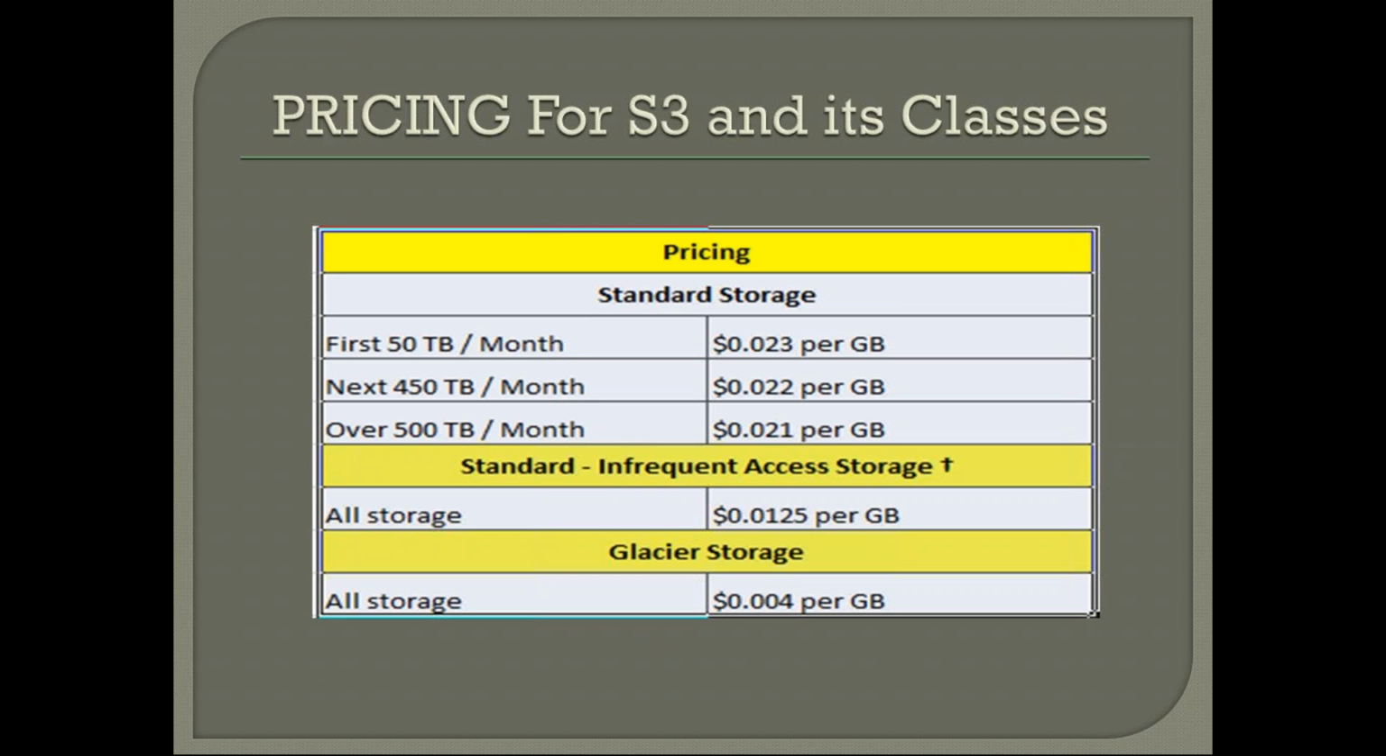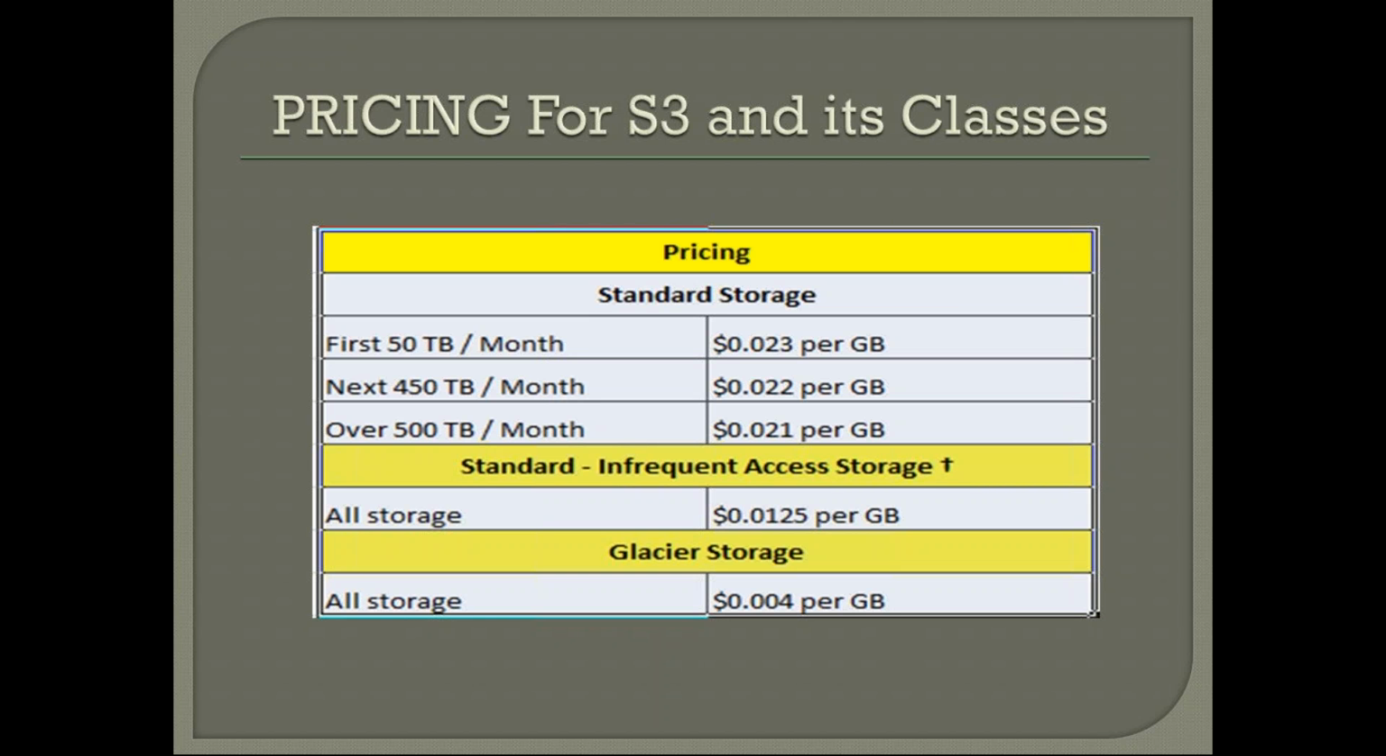More than 50 TB up to 450 TB is charged 0.022 per GB. And from 450 TB to 500 TB, it is charged 0.022 per GB, and more than 500 TB per month, it is charged 0.021 per GB. Everything, the transaction, happens here in dollars. So you can convert the dollars to your Indian rupees.